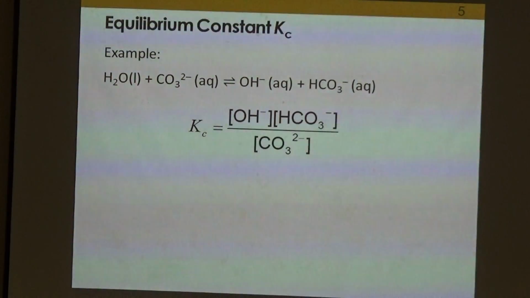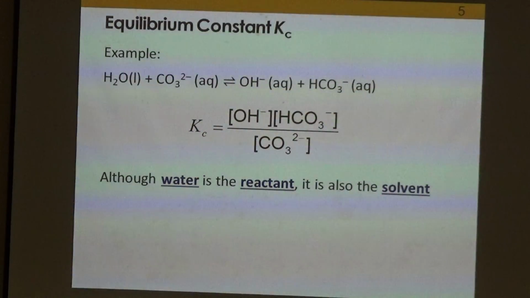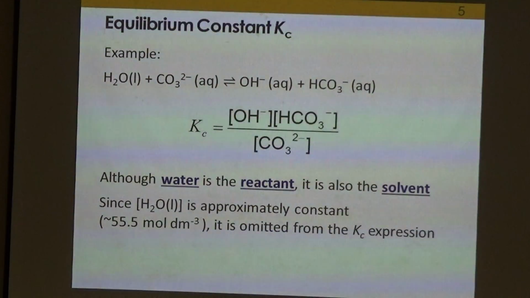Okay, so if you put damp red litmus paper in sodium carbonate solution, you will find that it's not neutral. It's actually alkaline. Okay, it will turn blue. Okay, so in this case, water as a reactant is also the solvent, but the concentration of water is very large compared to that of the carbonate, the OH minus and the hydrogen carbonate. So we don't actually put it in the Kc expression.